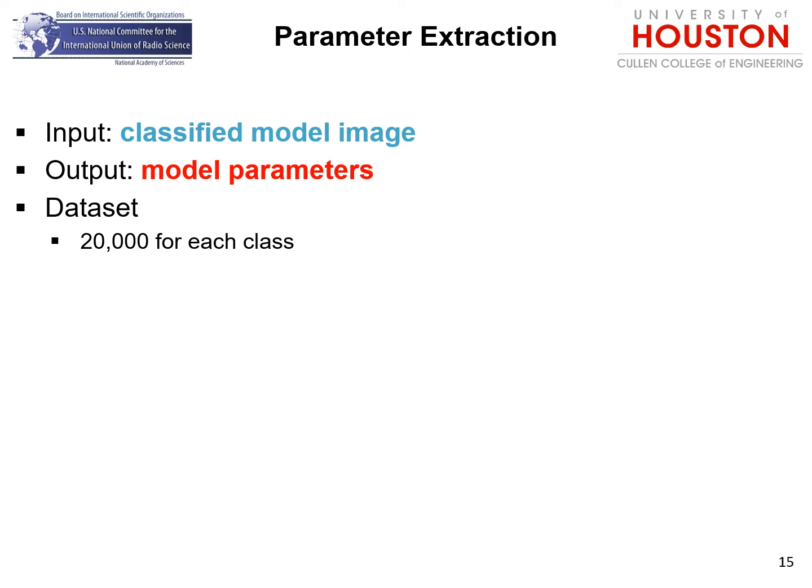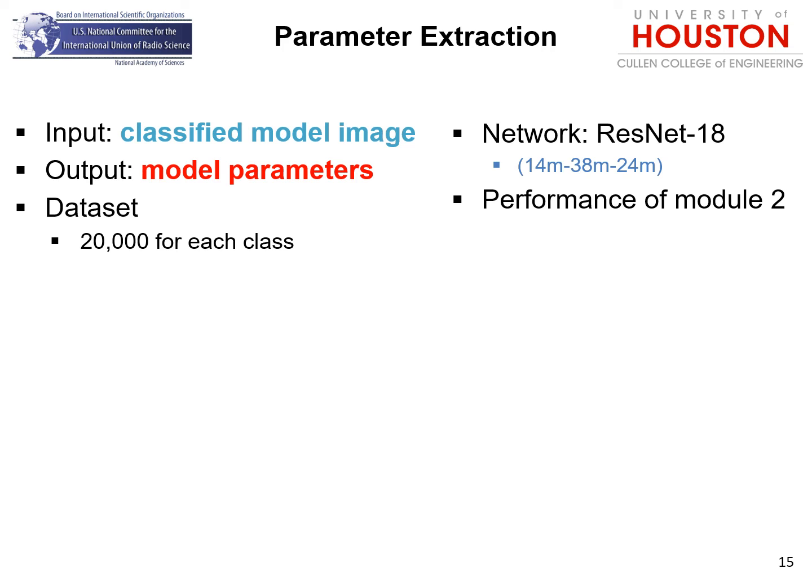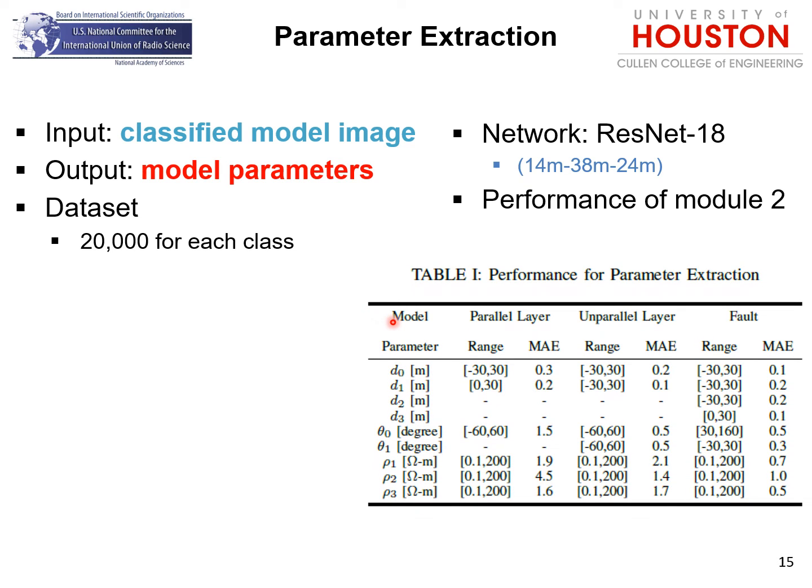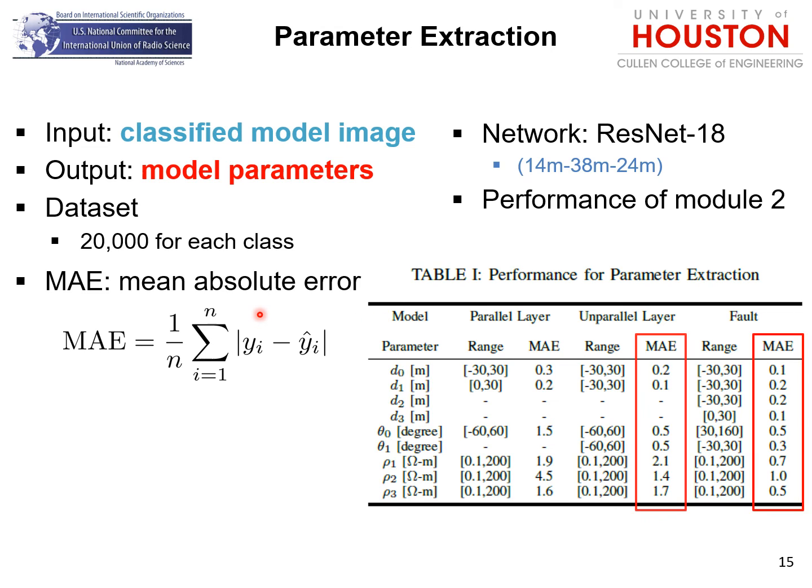The second module is the parameter extraction. Using the same dataset, the second deep neural network is trained to extract the model parameters. The input of the network is the model image, and the output is a vector of parameters. In this table, we just show the model parameters for 3 different formations. Here we define a mean absolute error to evaluate the performance of the network. We observe that the results are reasonably good.